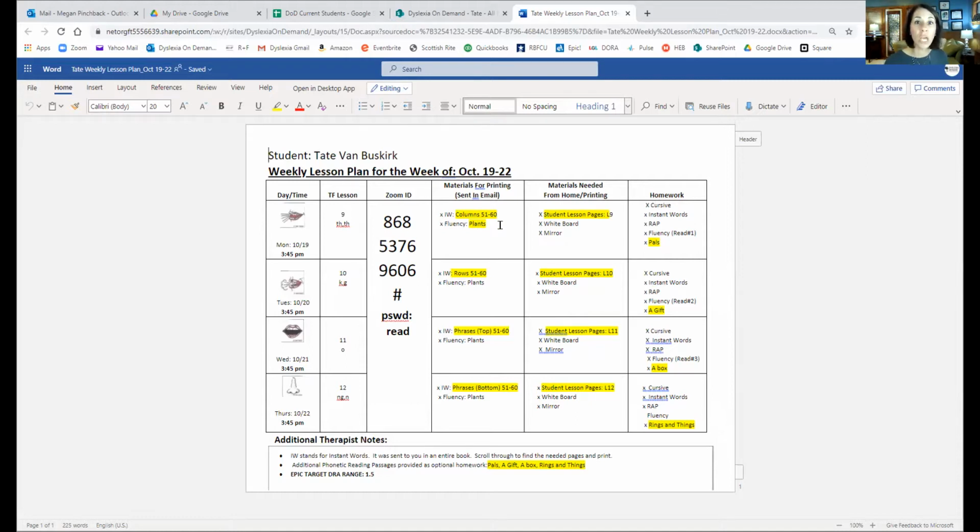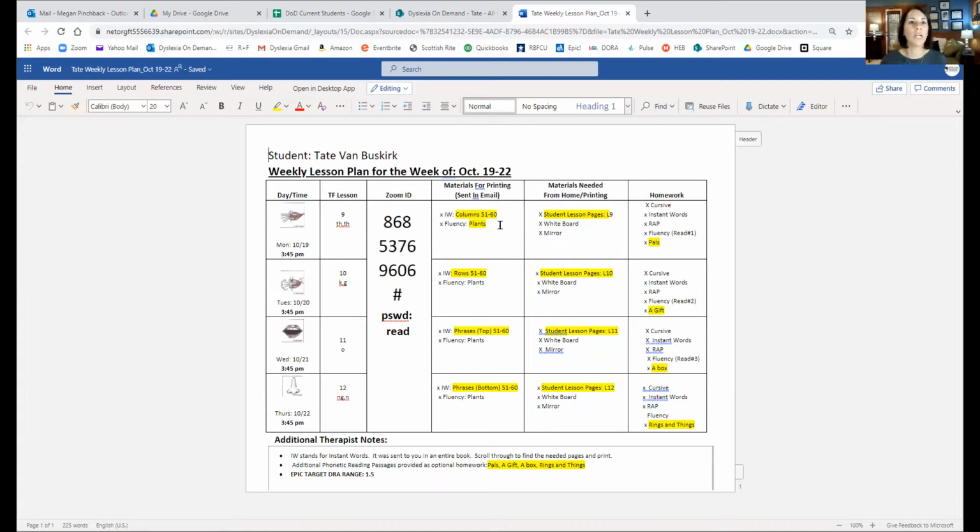So in the last video, I did show you how you get through that entire Black Line Master book. Find that 51 through 60. It's only a couple pages. You print it out. And in theory, since it's Monday, we go in the binder to Monday. I see that that's where that O sheet is, but I've also stuck the columns there.